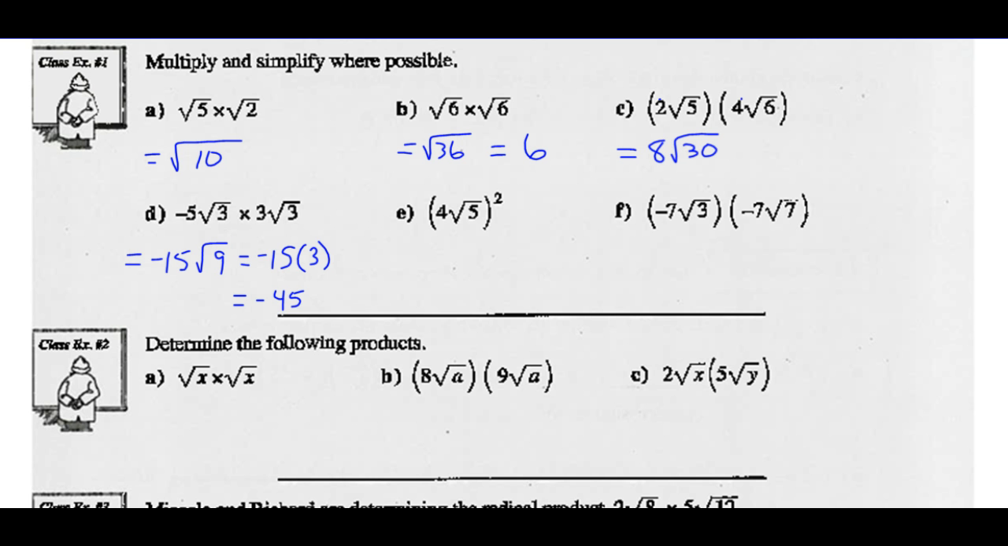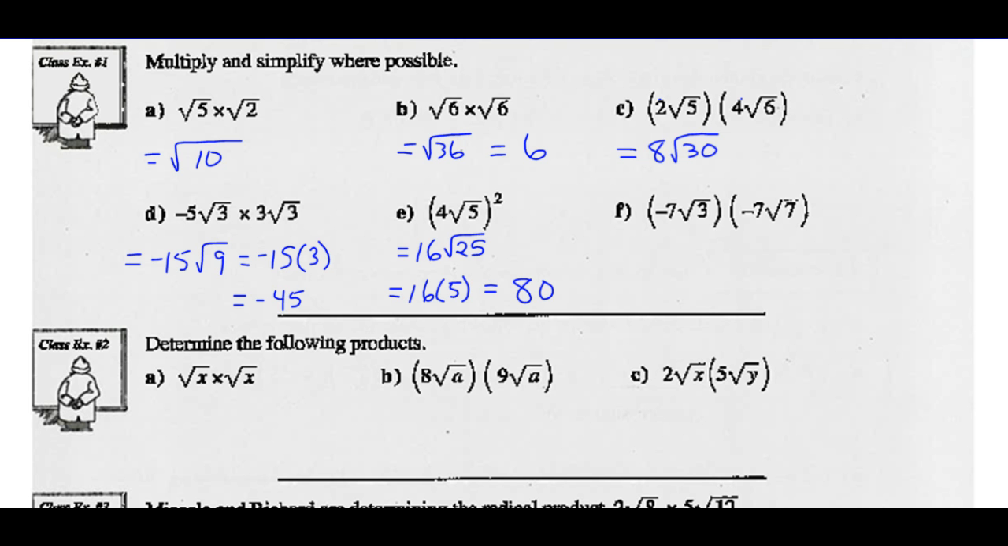Part E. 4 root 5 all squared. What that means is we take 4 and we square it, or 4 times 4, which is 16. We take radical 5 and we square it. Radical 5 times radical 5 is radical 25. And now I simplify it. 16 times the square root of 25 is 5. So 16 times 5 is 80. All right. And F.